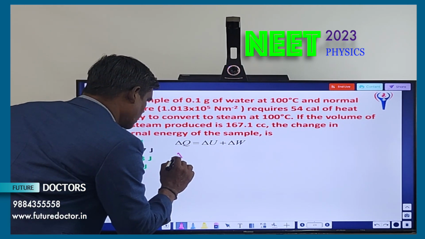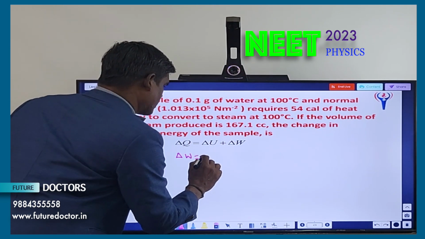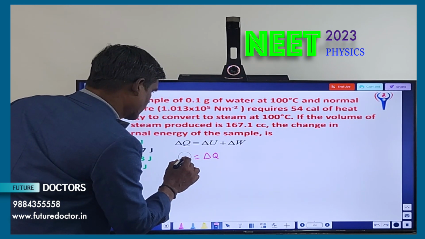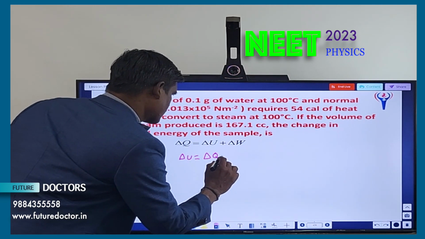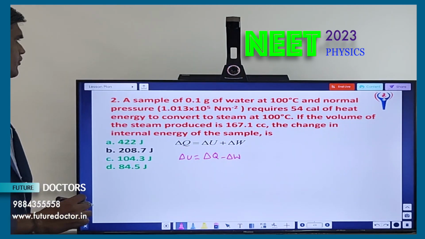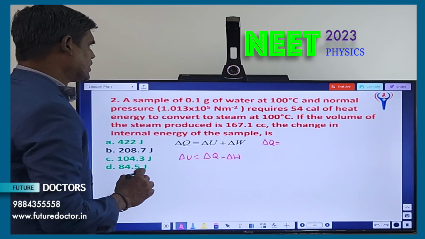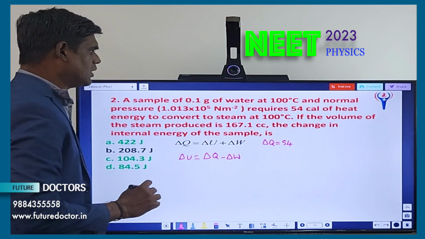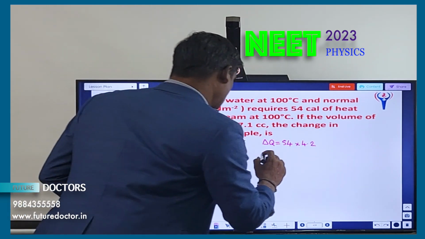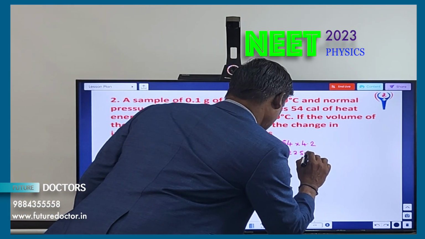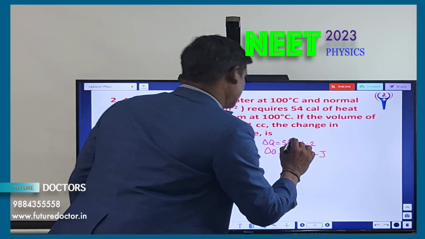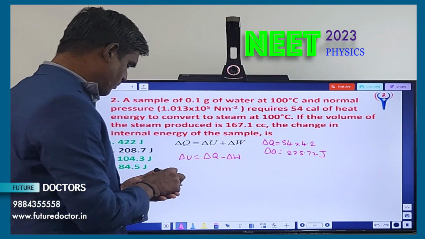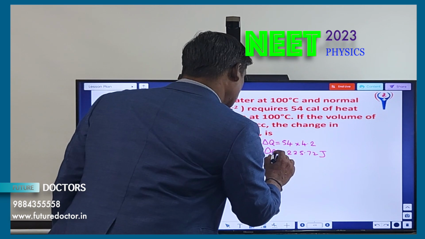So the change in internal energy, ΔU, we want to find. ΔU equal to ΔQ minus ΔW. And what is ΔQ? ΔQ is given as 54 calorie. Calorie convert into joules, 54 into 4.2, that is 226.8 joules. 1 calorie converted into joules means multiplied by 4.2. This is ΔQ.